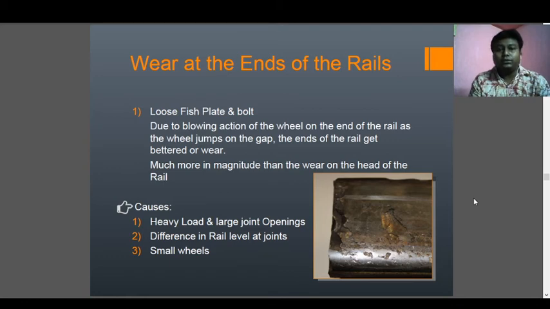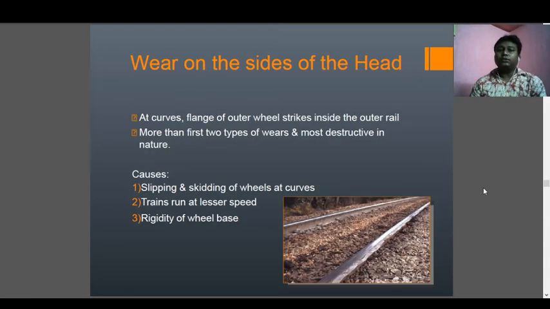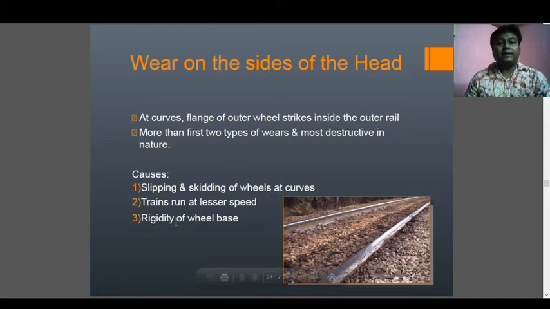So what are the causes? The heavy load, the large joint opening, the difference in the rail level at the joint, and small wheels. So these are some causes. Now, wear on the side of the heads, what are the causes? Basically, the causes are the slipping and skidding of the wheels at the curve, the trains running at lesser speed, and rigidity of the wheelbase. So one thing came to our mind: how does the lesser speed affect the trains?